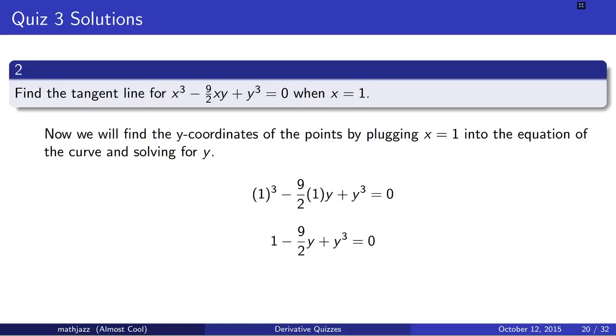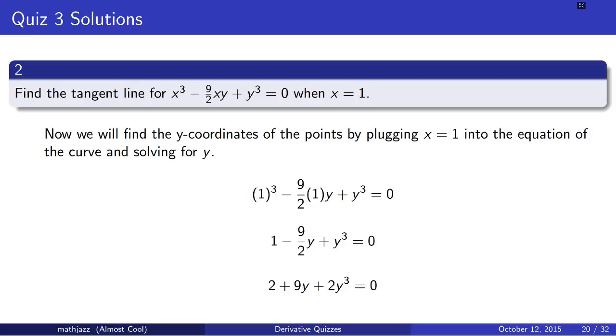Now, if we clear all the denominators of our equation, so that we have integers as our coefficients, we can then use the rational roots theorem to find the possible rational roots of this equation. So I multiply everything by 2. Of course, 2 times 0 is still 0, so the right-hand side doesn't change. But I multiply everything by 2 here, so that I get 2 minus 9y plus 2y³.